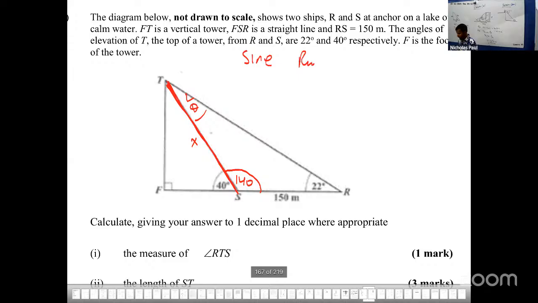Sine rule is a over sine A is equal to b over sine B. This is not sine rule, this is a trig ratio. Sine rule is that. Why are we not using these rules here? Because the triangle we're using is the non-right angle triangle. Why are we using the non-right angle as opposed to the right angle? Because the non-right angle has more information.